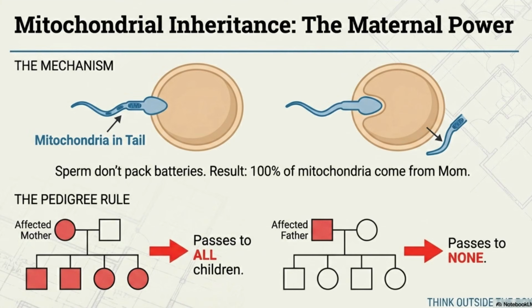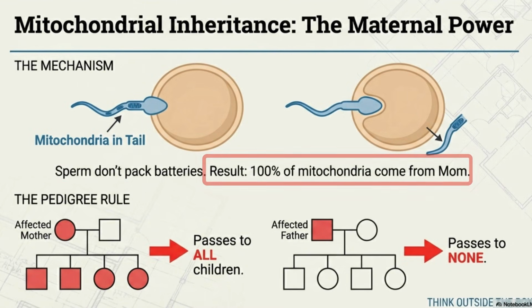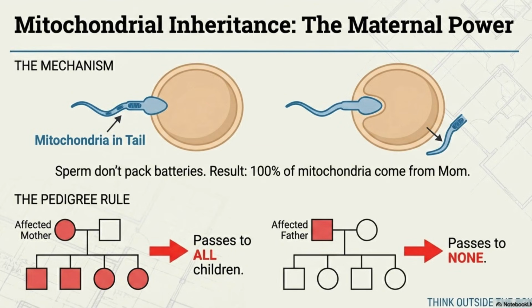Part 2. Mitochondrial inheritance, the maternal power. Next, let's talk about the powerhouse of the cell. Here's the golden rule. Sperm do not contribute mitochondria. They are too busy swimming. They leave their batteries, or mitochondria, in their tail, and the tail falls off during fertilization. Result: all your mitochondria come from your mother.